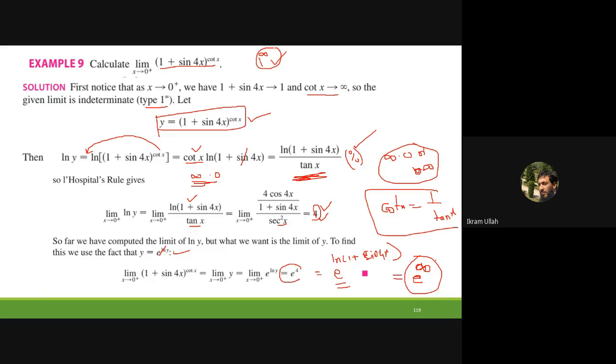And now, because the limit of y is equal to e to the power 4, taking ln of this thing, ln of e to the power 4, the 4 will come out, so ln of y is equal to 4. So this is the answer: ln of y is equal to 4.